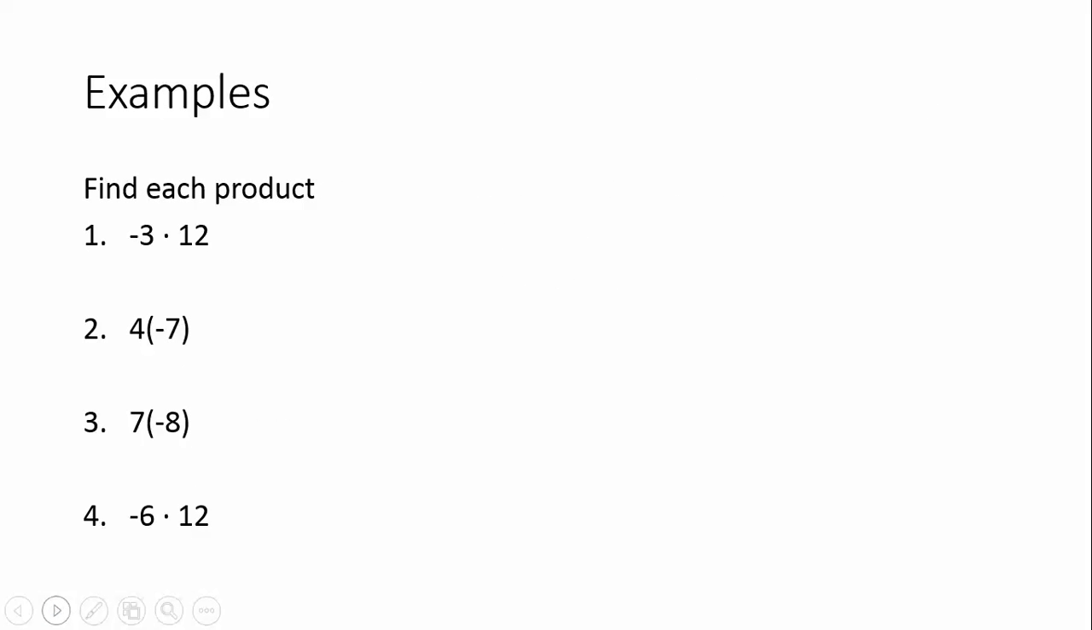So let's test that theory and also your multiplication skills. 3 times 12 is 36, but it's a negative 3, so we have a negative times a positive, so we get negative 36. 4 times negative 7 would be a negative 28. 7 times negative 8 would be negative 56. And negative 6 times 12 is negative 72.